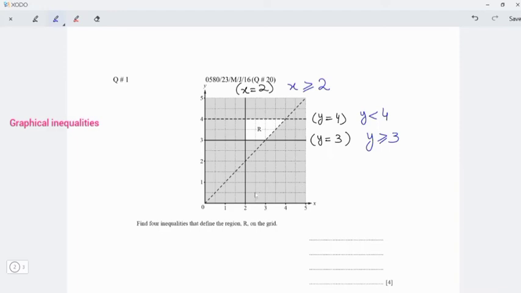What about the fourth one? For the fourth one, we need to apply the standard form of the equation of a straight line, that is y equals mx plus c. To find this equation, first we have to find the y-intercept. c is the y-intercept, as we have discussed earlier. The line passes through the origin, where y is 0, so the value of c is 0.